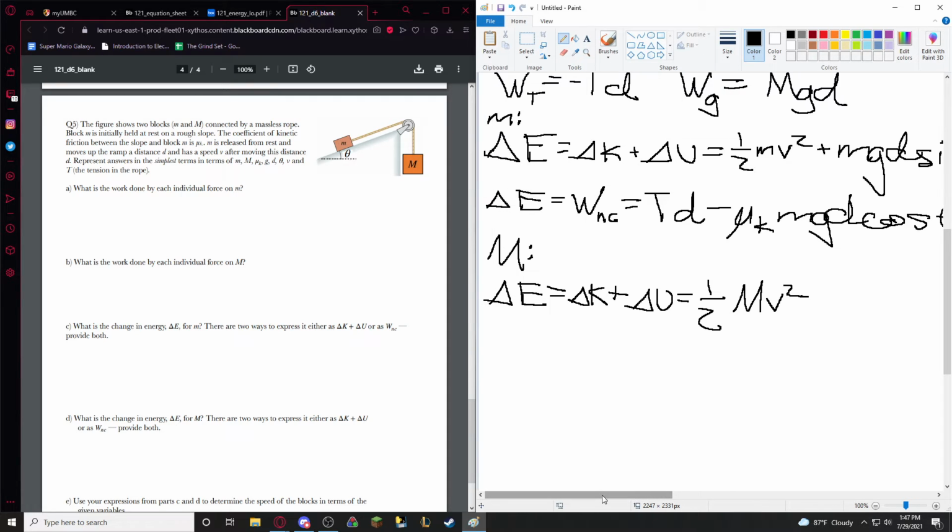And what's the total change in potential energy for our big M? The first thing is, is the total change in potential energy going to be positive or negative? Are we gaining or losing potential energy?